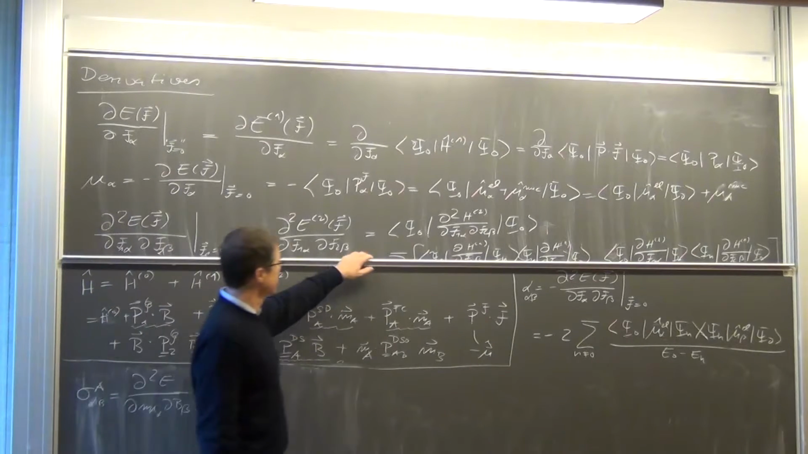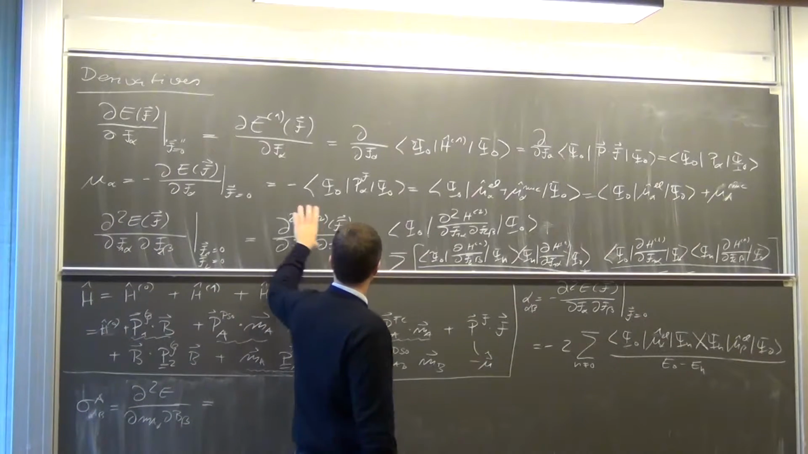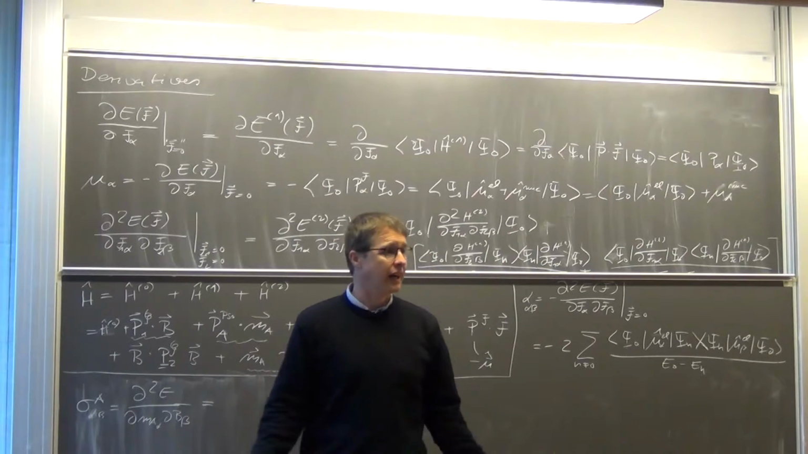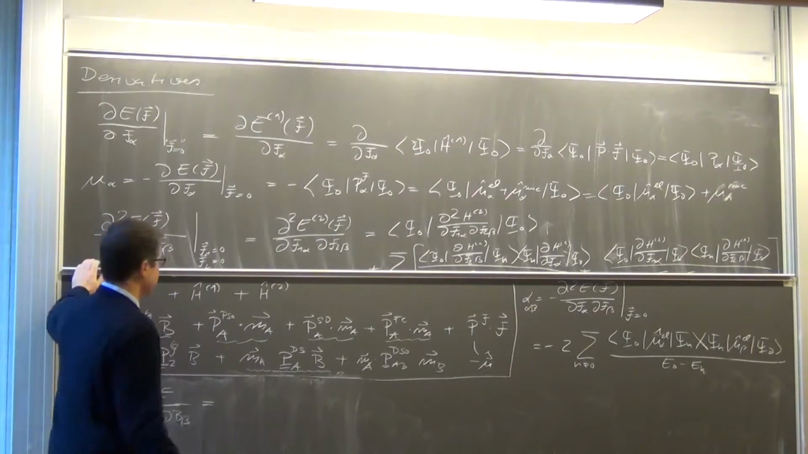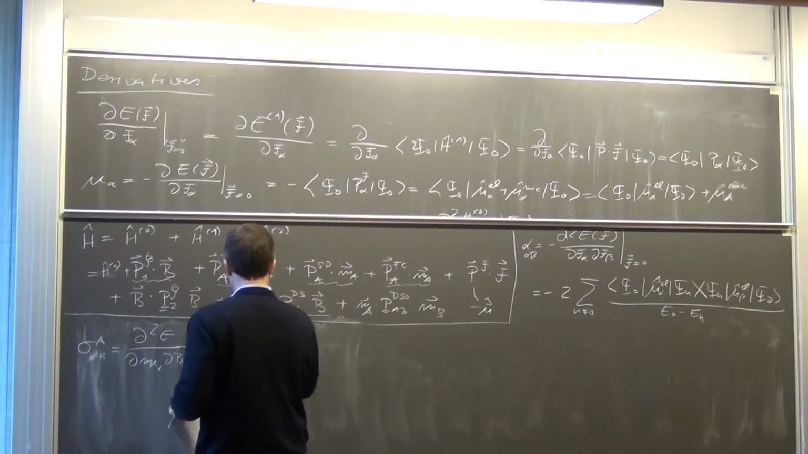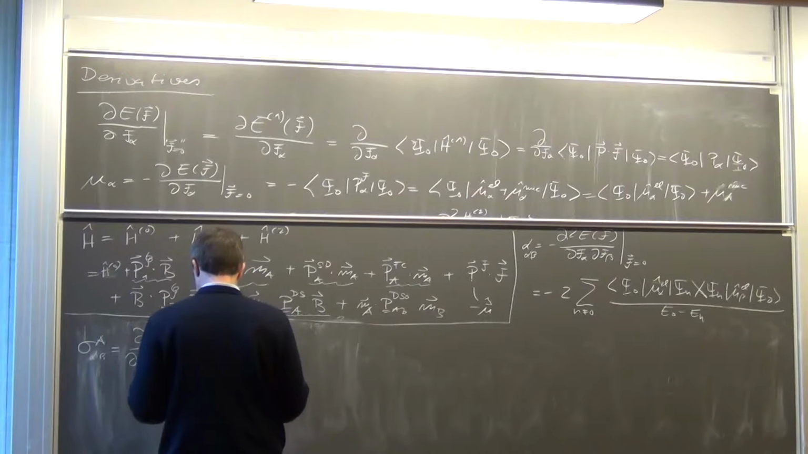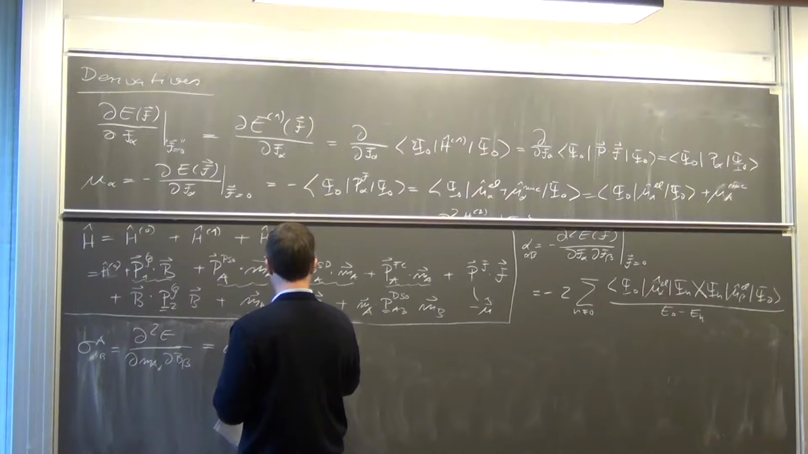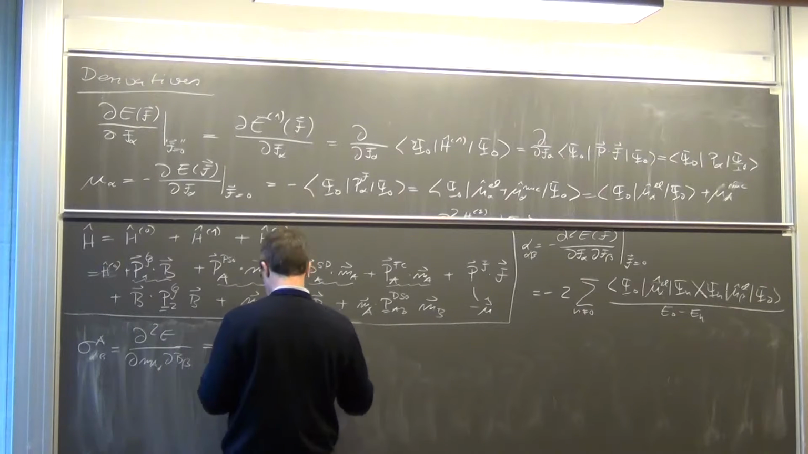The argument is still the same: if I take the second derivative, because the wave function here in the second order energy correction is unperturbed, I just get the derivative of the operator. So I get psi 0, and then I get this PDS A, the alpha beta component of that, psi 0.